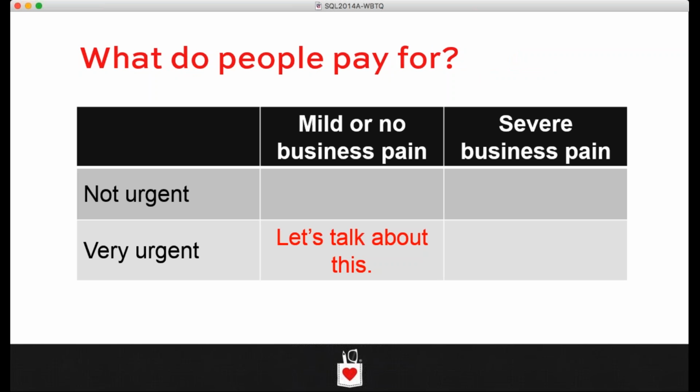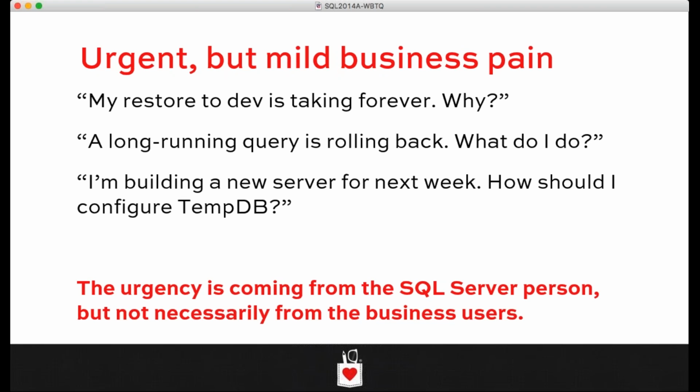So let's talk about urgent but mild or no business pain. In this box, examples include, man, my restore is taking forever. My users keep asking me when my development box is going to be ready. Not production, but development. When is this development box going to be back up and running online? The urgency typically comes from you or users without budgets. This is not when the CIO comes running in and is like, dude, you got to fix this right now. This is when the urgency is coming from someone else, like me or you, going, man, I would really be happier if this thing would finish faster.